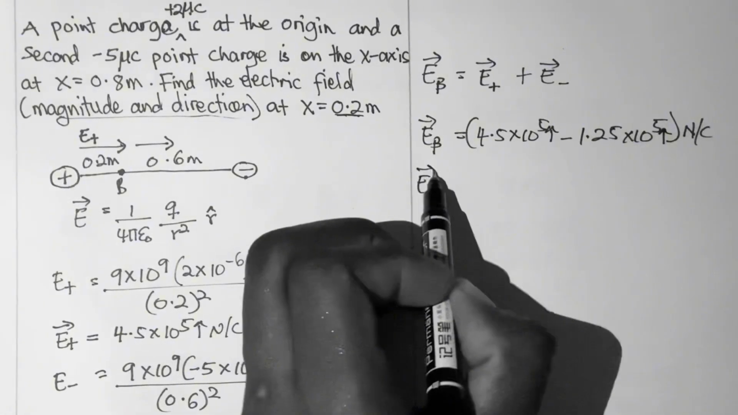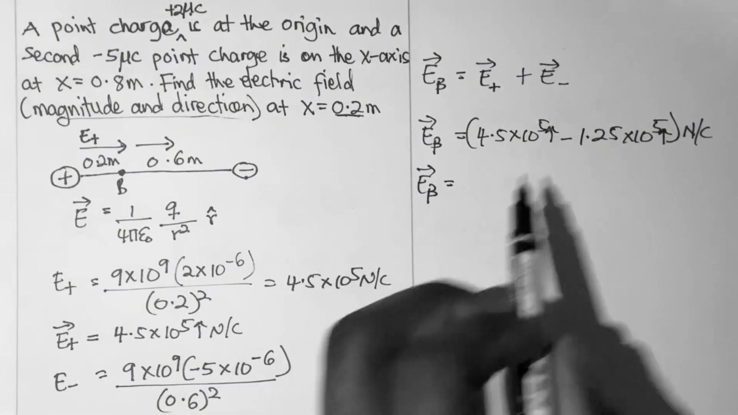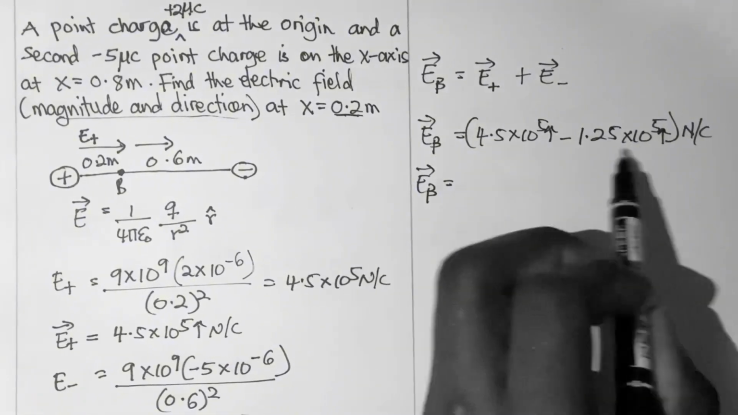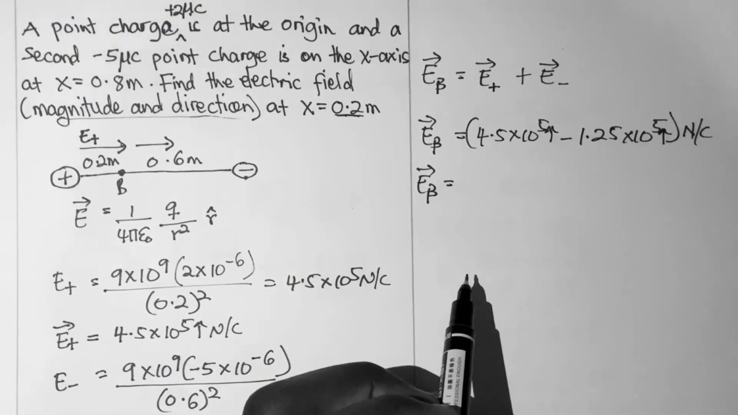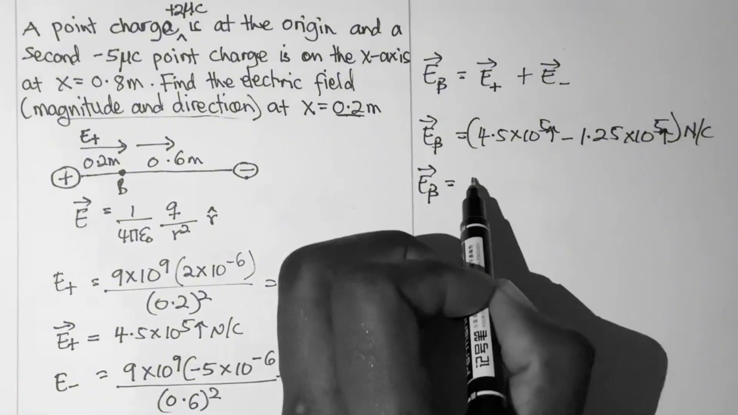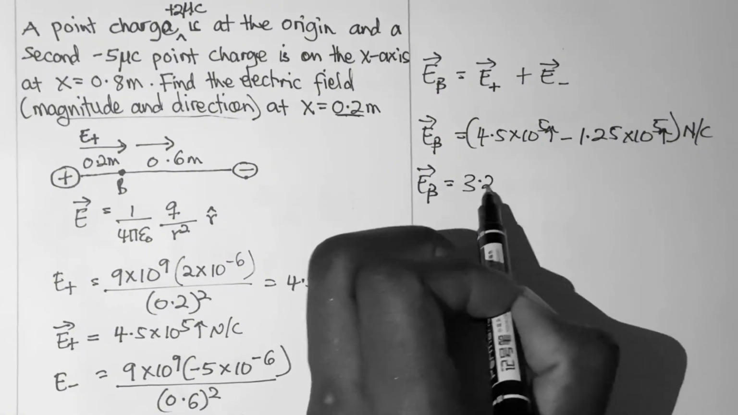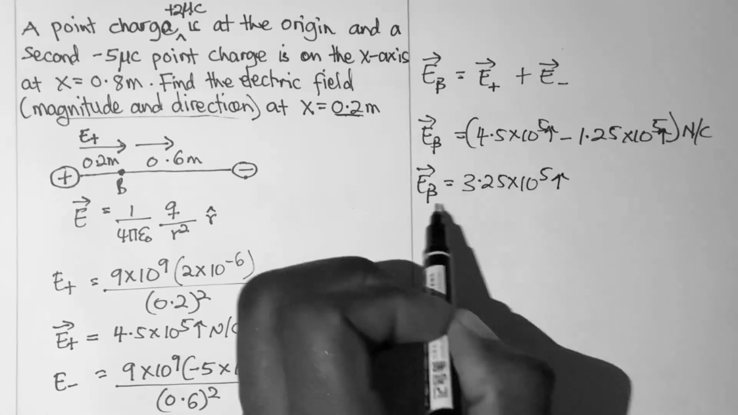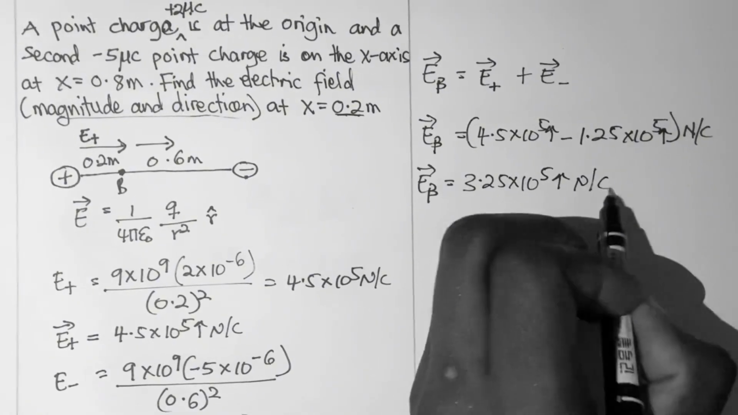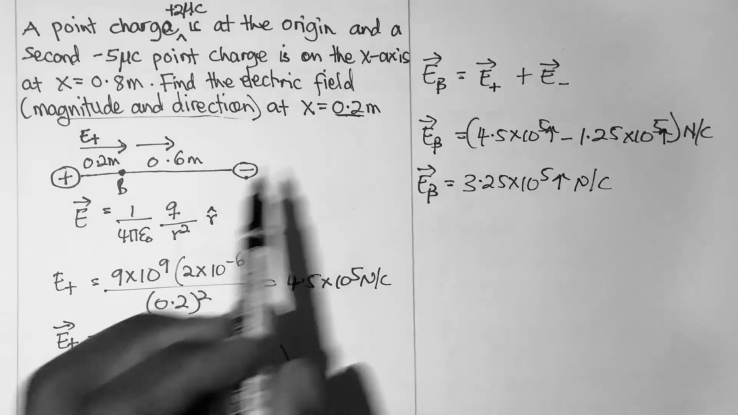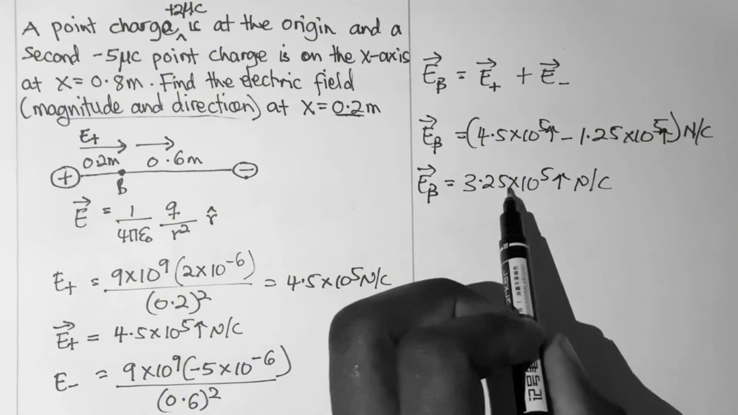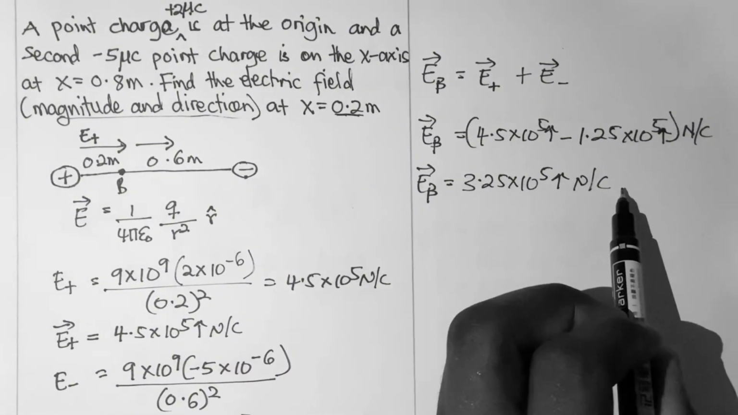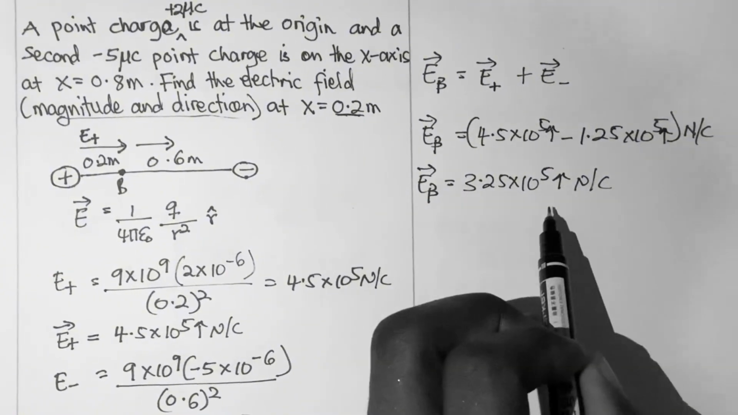So EB is equal to, now if you compute this, 4.5 minus 1.25 is equal to 3.25 times 10 exponent 5 newtons per coulomb. So the electric field is 3.25 times 10 exponent 5 newtons per coulomb in the positive x direction.